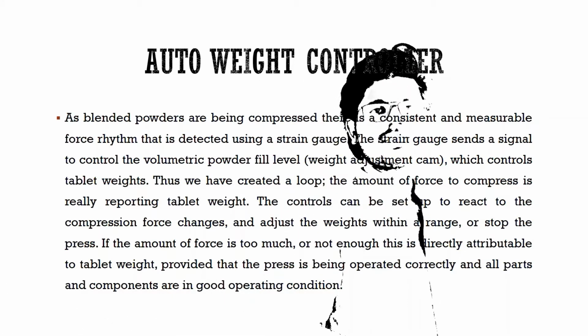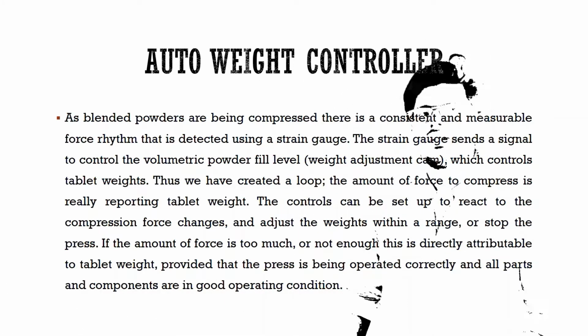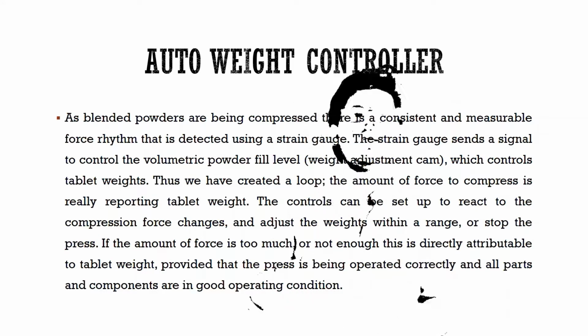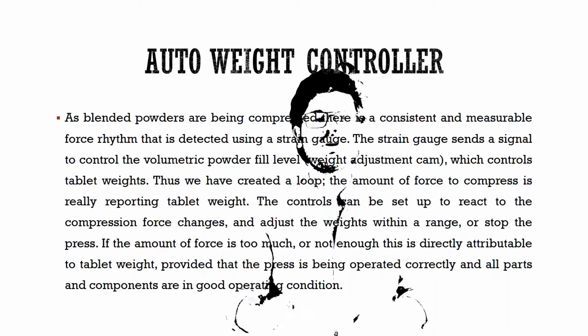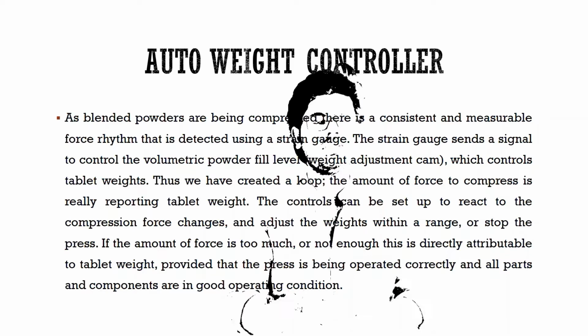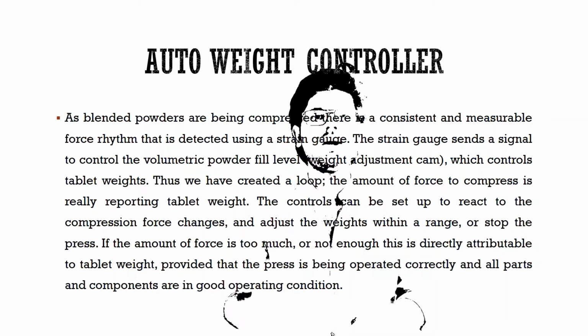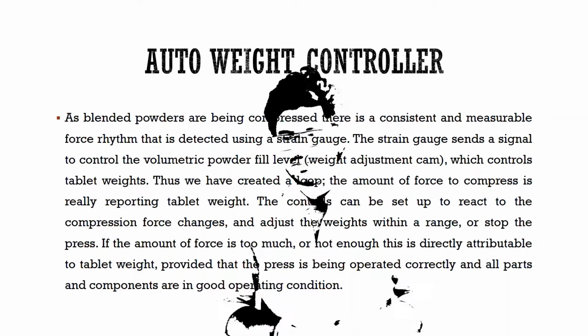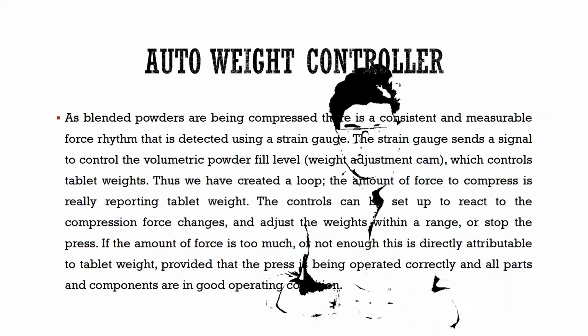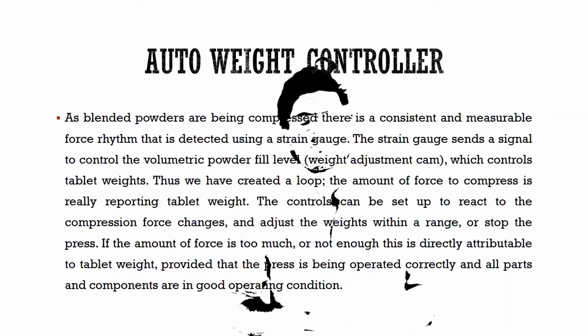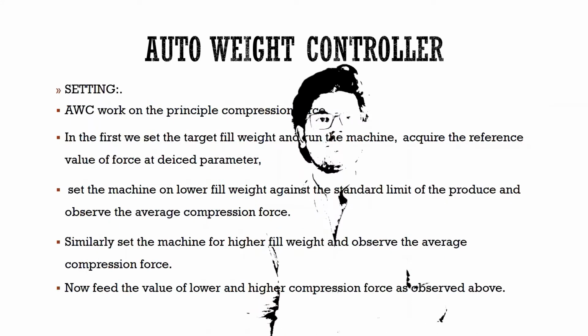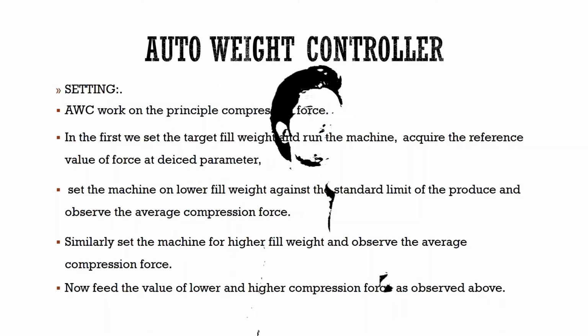The controls can be set up to react to compression force changes and adjust the weight within a range, or stop the press if the amount of force is too much or not enough. This is directly attributable to tablet weight, provided that the press is being operated correctly and all parts and components are in good operating condition.